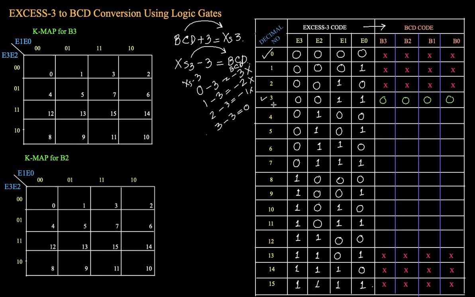It means that in Xs-3, the 3 is the starting number that we can convert into the BCD code, and the last number is 12, because in BCD we know the decimal number is from 0 to 9. If 3 is the starting number, then 3 plus 9 is equal to 12. Up to 12 we can convert. So 4 minus 3 is 1, 5 minus 3 is 2, 6 minus 3 is 3, like this.